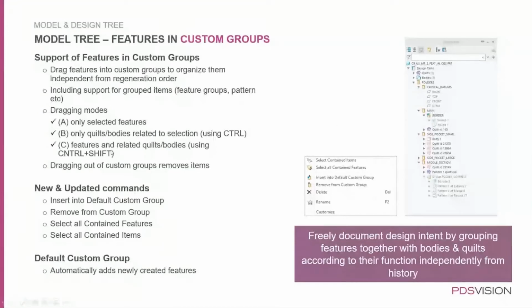And if you want to have everything, basically features and bodies and everything, then you click Control Shift and then just drag from the model tree and you get what you want. Should you want to remove something from here, just click it and drag it away and it will be deleted from that group, but not from the model. And then one of the new things is the default custom groups, that if you have that, then all the new features are heading for the default custom group.